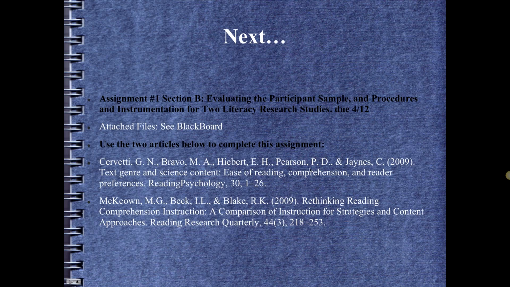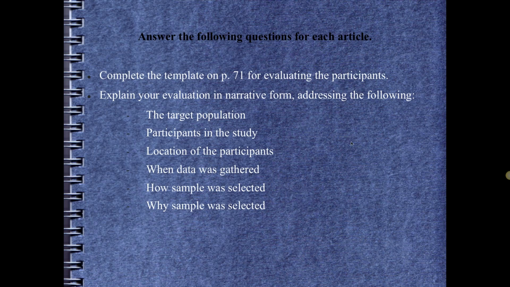You should have started looking at this, hopefully. The files for the 2 readings are in Blackboard. You'll notice that the first one is called Text Genre and Science Content, Ease of Reading, Comprehension, and Reader Preferences, and it's from a psychology publication. And the other one is Rethinking Reading Comprehension, a comparison of instructions for strategies and content approaches. I made it easy by putting the PDF files of those 2 in the assignment area for you.